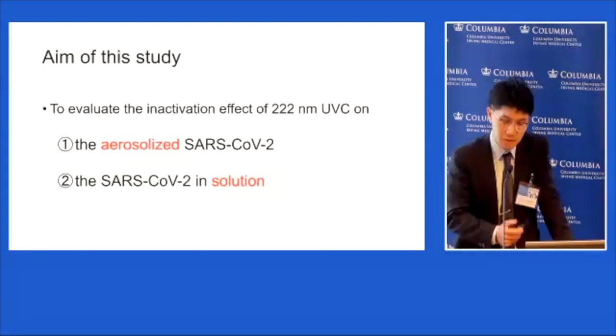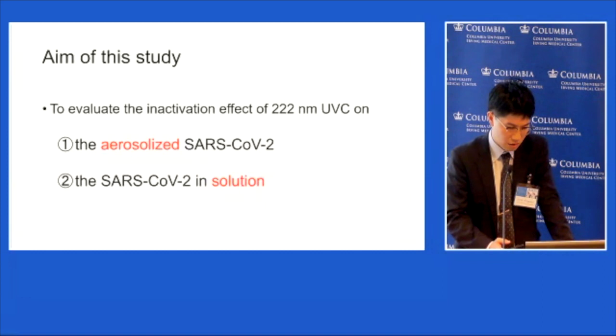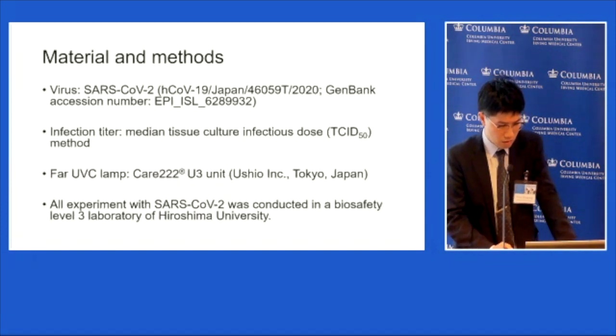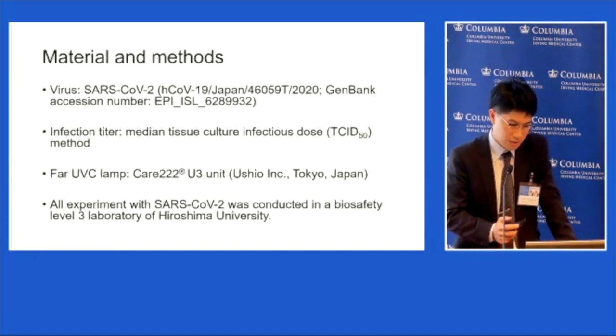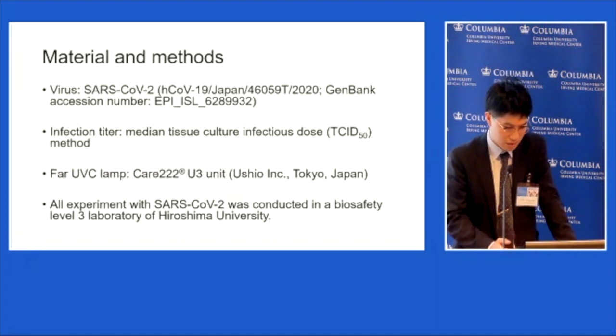The aim of this study is to evaluate the inactivation effect of 222 nanometer UVC on aerosolized SARS-CoV-2 and SARS-CoV-2 in solutions. We used wild-type SARS-CoV-2, and the infectious titer was measured by the TCID50 method. We used a UVC lamp, KR222, produced by Ushio. The experiment with SARS-CoV-2 was conducted in the biosafety level 3 laboratory at our university.